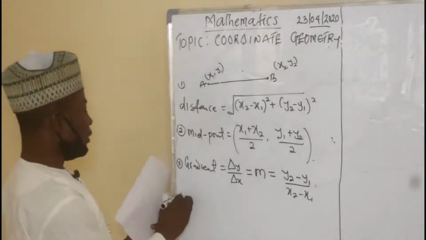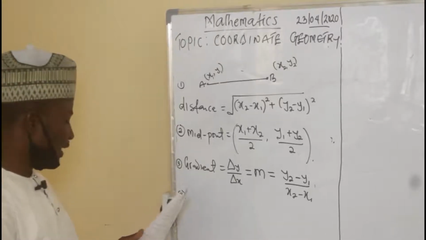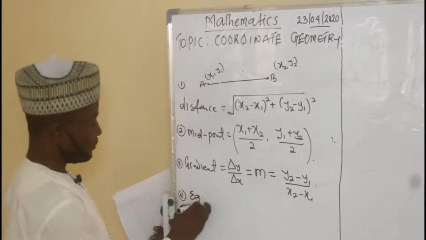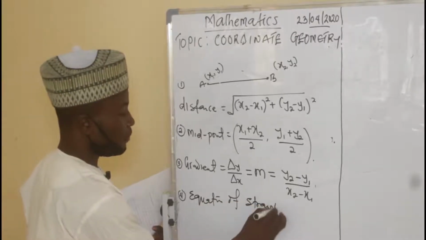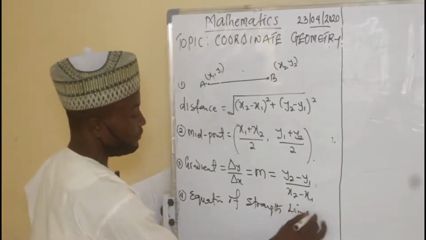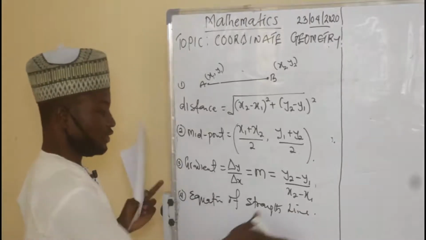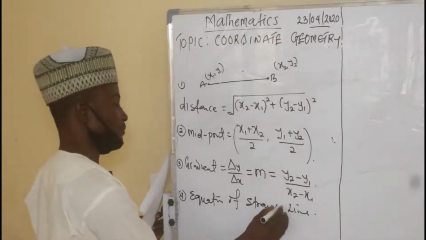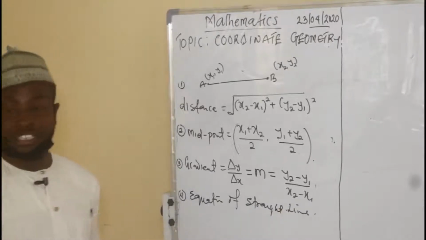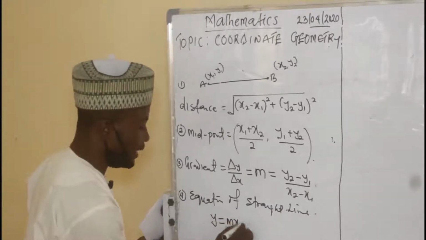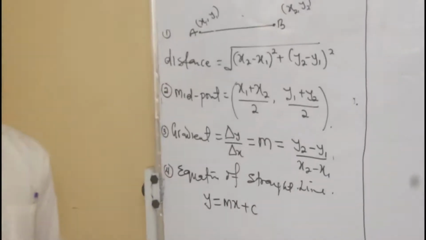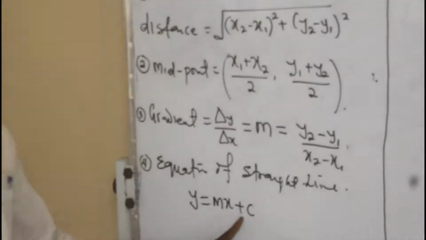Then the formula number 4 we are going to use here is equation of a straight line. Equation of what? Straight line. Now, we have the general equation of a straight line, which is y is equal to mx plus c. This is the general equation of a straight line. y is equal to mx plus c.